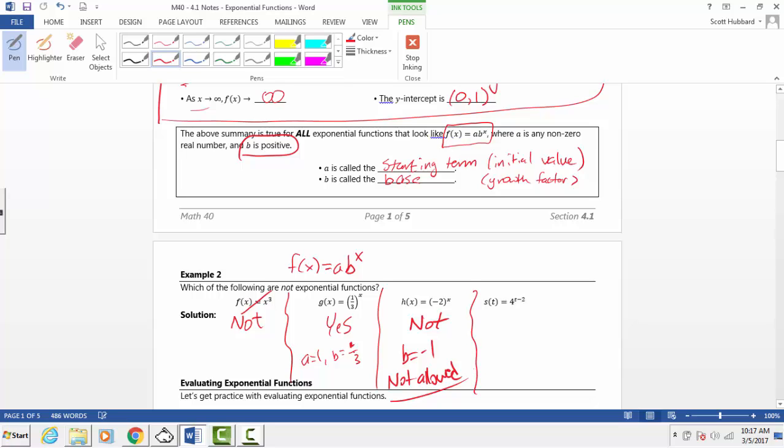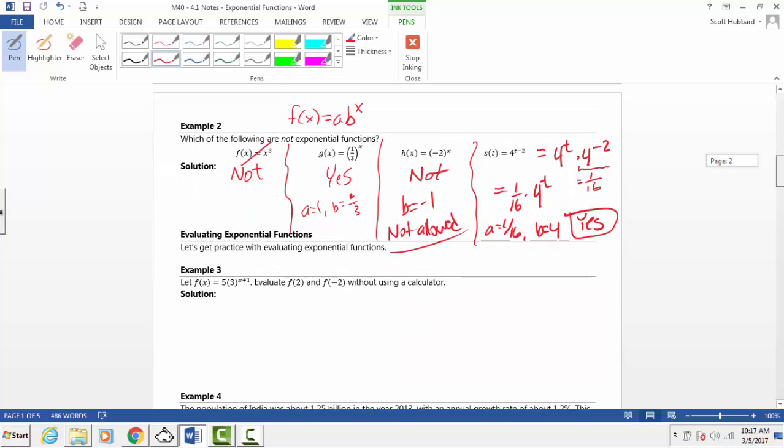And this one, 4 to the t minus 2. Now this doesn't look exponential right now, but we can do some algebra here. This is the same thing as 4 to the t times 4 to the -2. That's just an algebra rule. And 4 to the -2 is 1/16. So this actually equals 1/16 times 4 to the t. Now a is 1/16, and b is 4. And so yes, that's an exponential.